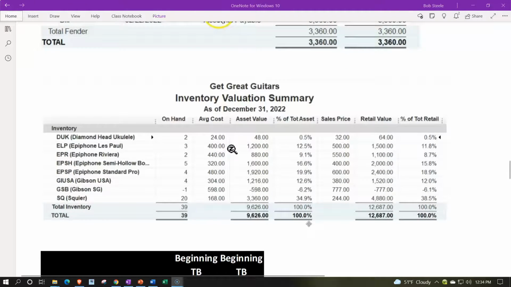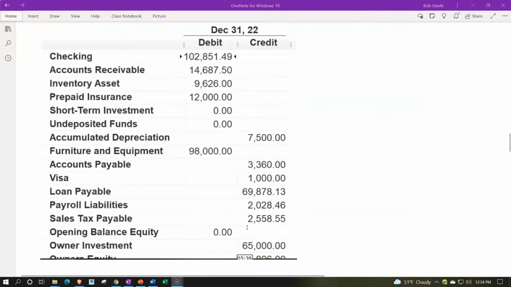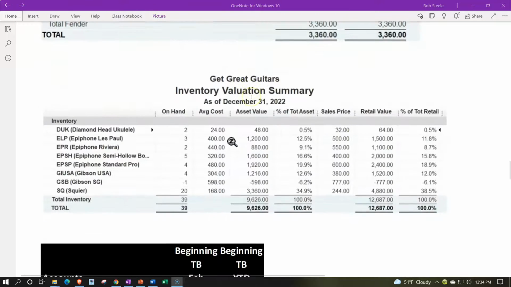Here's our inventory valuation summary, breaking the information out by the units on hand, as well as our cost, which is the 9,626. That should tie out to what's on the trial balance, 9,626 as well.